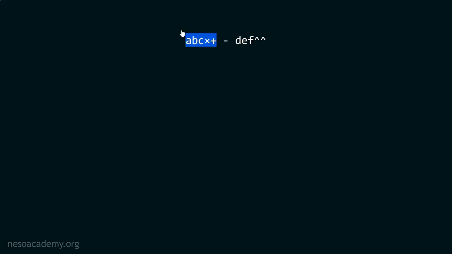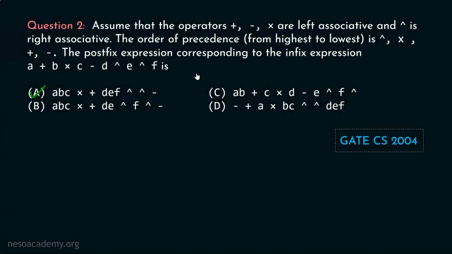And finally, we will evaluate this whole expression. And this minus will go towards right. This becomes a bc into plus def power minus. So, it is clear that option A is the correct option.